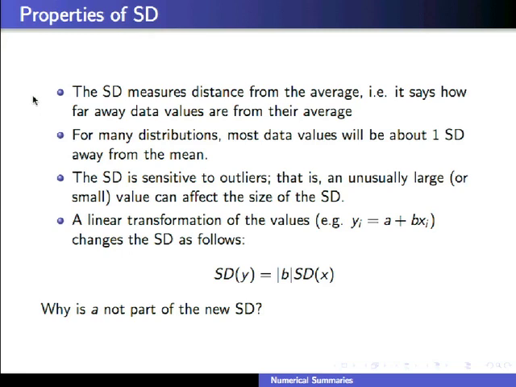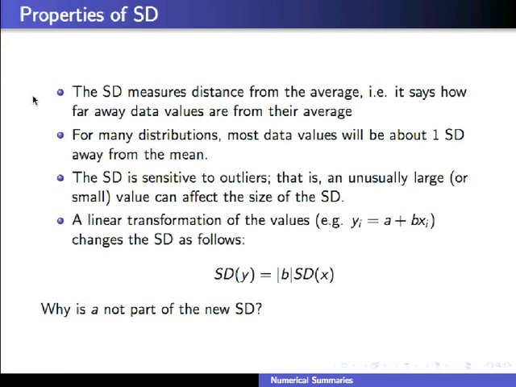You were going to say? Oh, yes, the reason that A is not part of the SD is because when you're shifting everything, that doesn't change the distance from each other. That's right. So, good. When you add A, that just shifts all the values, and it doesn't change how far away they are from each other. Therefore, A does not appear in the SD calculation.